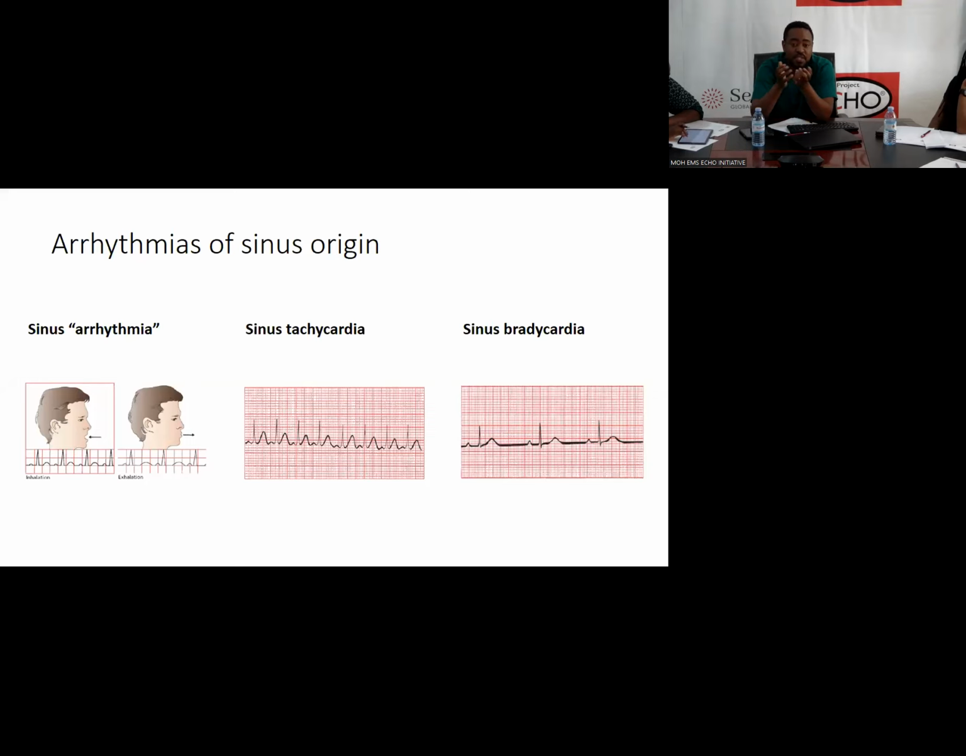Then it could also be a sinus tachycardia. This is where the heart is just simply going fast, but it's actually not an abnormality. There's an underlying cause that needs to be addressed. Then the sinus bradycardia is where the heart is just slow because the sinoatrial node is generating impulses at a slower rate than usual.